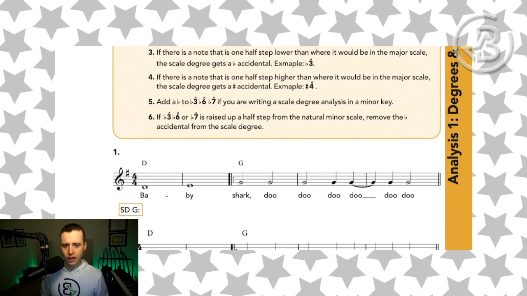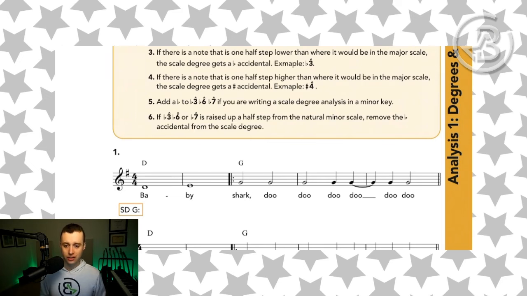Rule number three, if there is a note that is one half step lower than where it should be in the major scale, the scale degree gets a flat accidental. And rule number four, if there is a note that is one half step higher than it would be in the major scale, the scale degree gets a sharp accidental. For example, a sharp four.